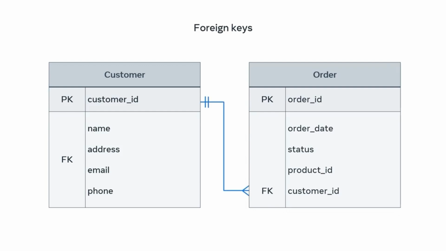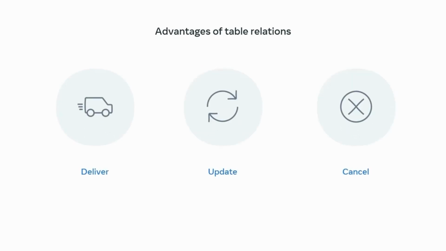The issue is how to connect these tables to make sure that each order is associated with the right customer. Establishing this connection is important so that you can process and deliver orders to the right customers, update order details, or cancel orders if required. A foreign key is a great method of establishing a relationship between these tables so that these other tasks can be carried out.